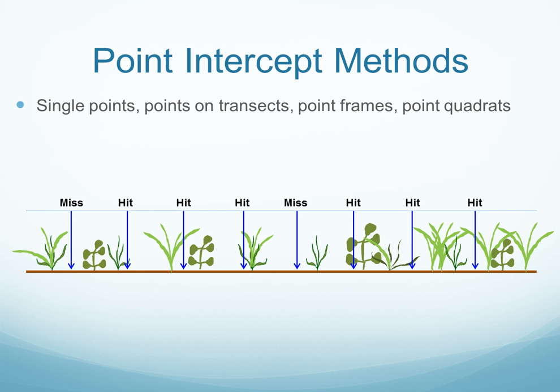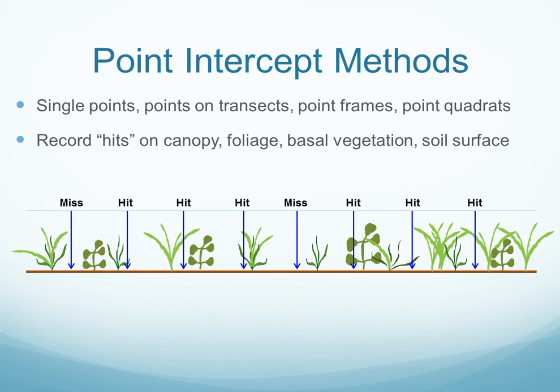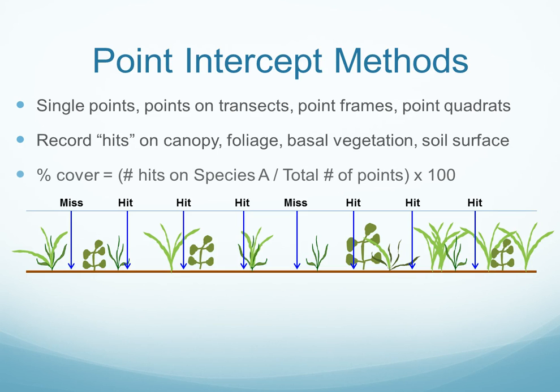Point-intercept methods are one of the most commonly used methods to estimate cover. We can use single points, points that are arranged on transects, in point frames, or on point quadrats. We record the number of hits on canopy, foliage, basal vegetation, or soil surface, depending on the type of cover that we're trying to estimate. And the calculations are quite straightforward.